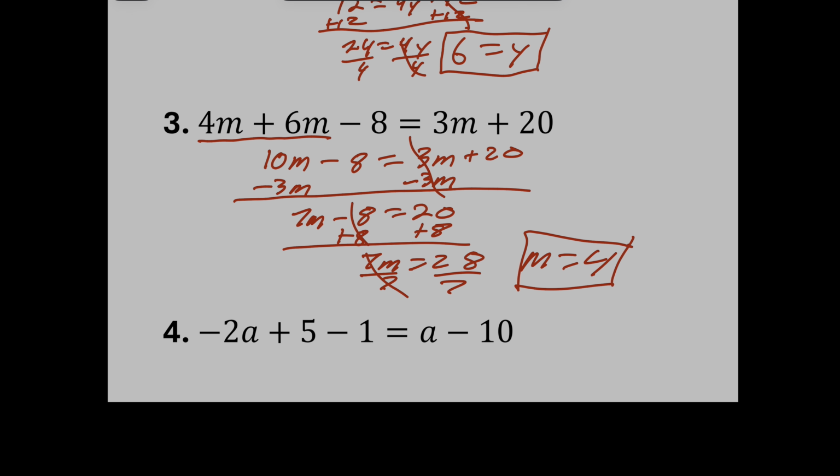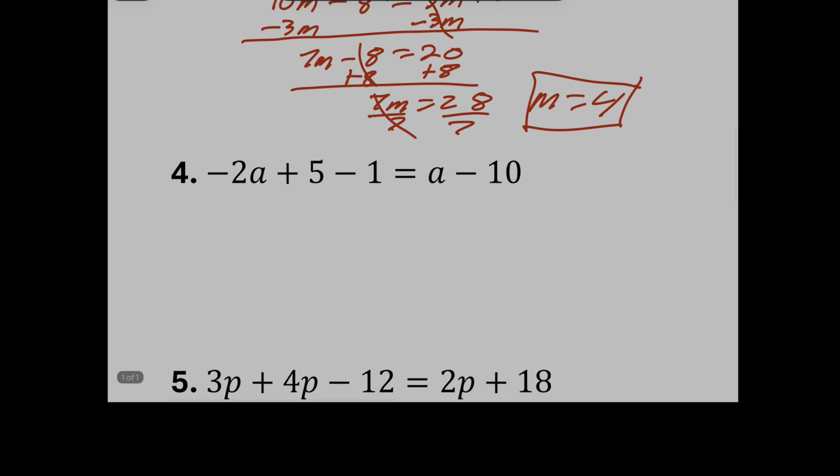Boom, boom. Number 4, is there anything I can combine? Yeah, look, numbers on the same side. So I'm going to get negative 2a, positive 5. Well, what's 5 minus 1? It's a positive 4, and that equals a minus 10.